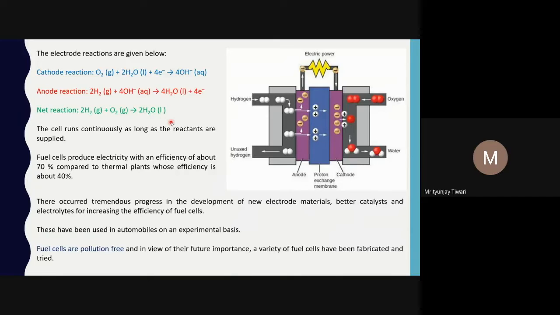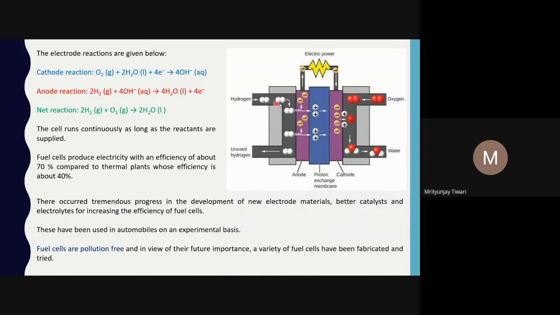As long as you supply hydrogen and oxygen, this reaction will keep taking place, and water molecules will be produced. Fuel cells produce electricity with an efficiency of about 70% compared to thermal plants whose efficiency is only about 40% at maximum.